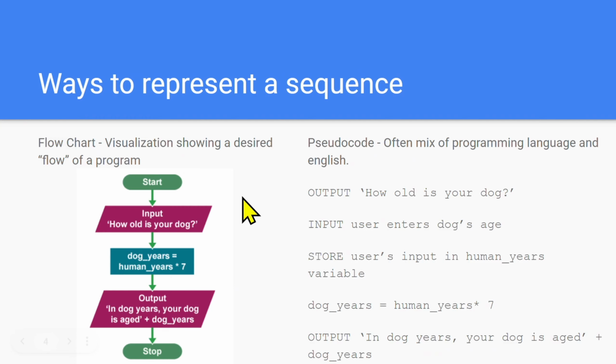The other thing that's more commonly used now is pseudocode, where I'm kind of writing some code, like dog years equals human years times 7. That looks like actual code you would find in some language, mixed with just writing stuff out in English.